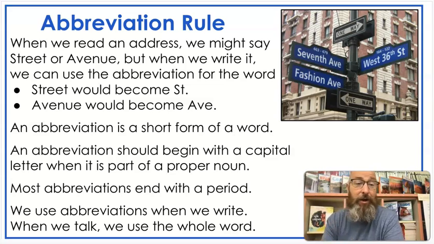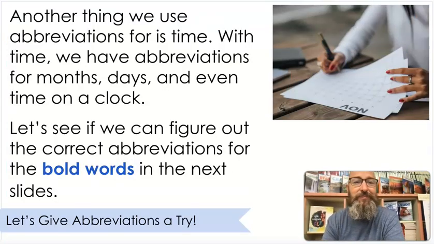The way our lessons will work is we will look first at the word and go to the abbreviation, and at the end we'll go from the abbreviation and we'll see if you can figure out what the word would be. So we'll go backwards and forwards. This time, we're going to use abbreviations for time. With time, we have abbreviations for months, days, and even time on a clock.